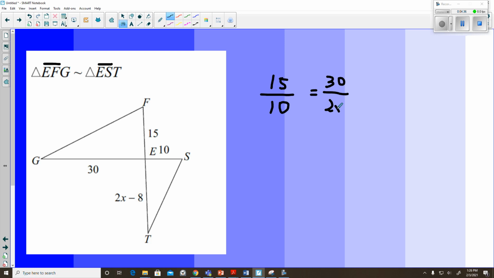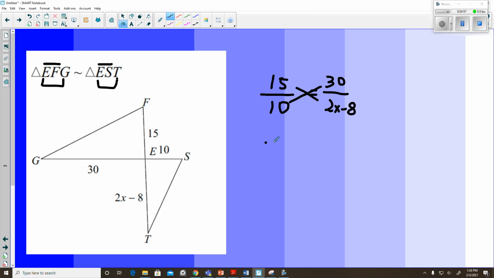Let's just check and make sure, because sometimes we're given all three pieces and we have to know that. FE goes with ES. EG, which is their outsides, goes with ET. Well, guess what? ET is 2x minus 8. So you'll cross multiply.